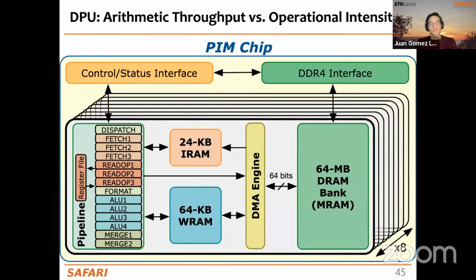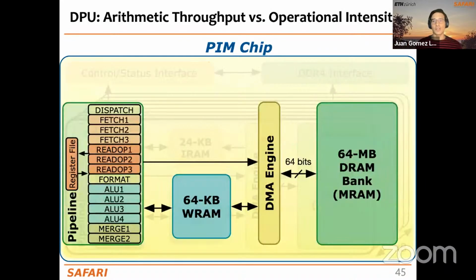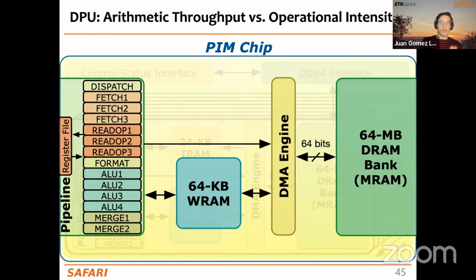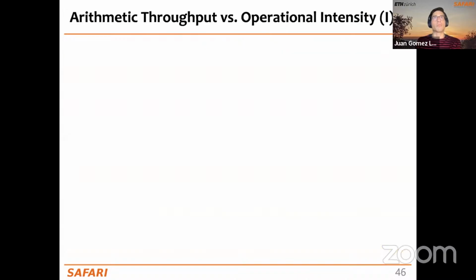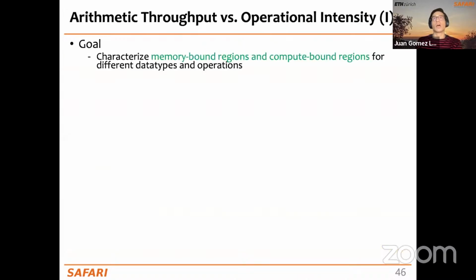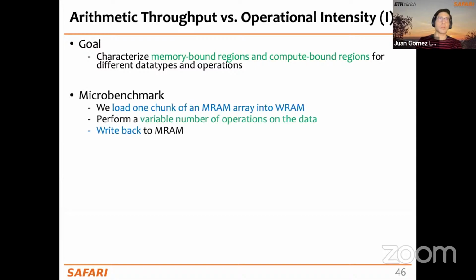And the last set of experimental results that I want to show you connects the whole thing. First, we focused on measuring the arithmetic throughput. Then we measured the bandwidth to WRAM and MRAM. Now we are going to compare the arithmetic throughput, depending on the operational intensity, to the latency of access to the MRAM and the bandwidth of access to the MRAM. To do so, we created one microbenchmark that is going to characterize the memory-bound regions and compute-bound regions for different data types and operations.